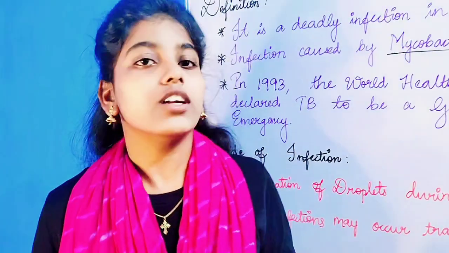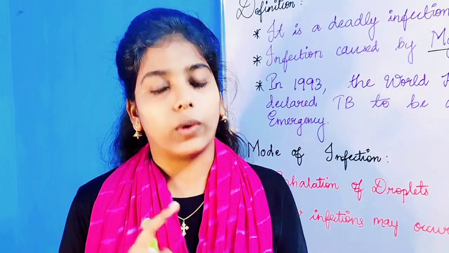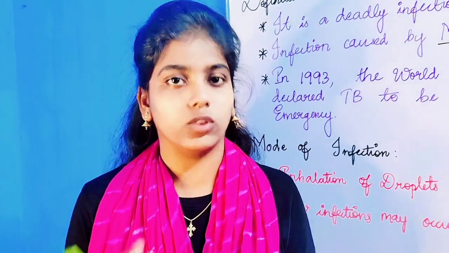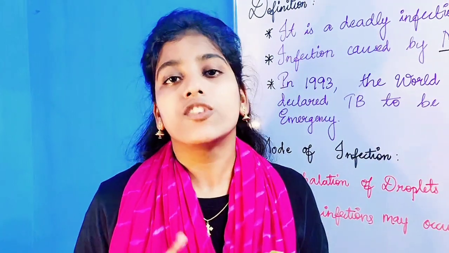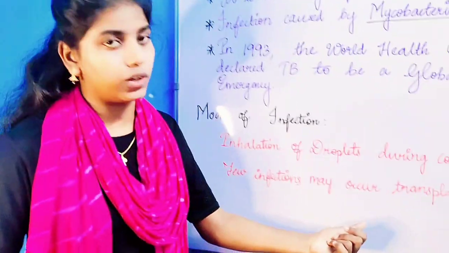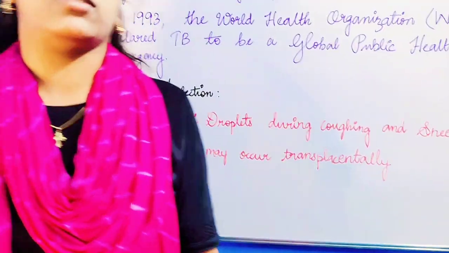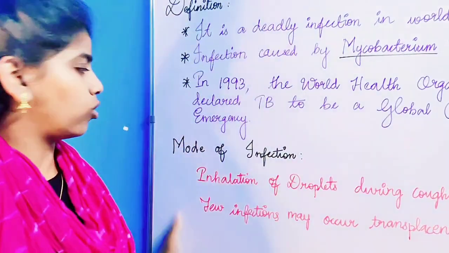It won't cause tuberculosis in each and every individual, because it only affects the immunocompromised, those who are very poor in immune system. Those people are affected with this tuberculosis infection. The second one is that a few infections may occur transplacentally, that is congenital tuberculosis. Transplacental means from mother to fetus. During delivery or during pregnancy, the baby may be affected. So this is the mode of infection.